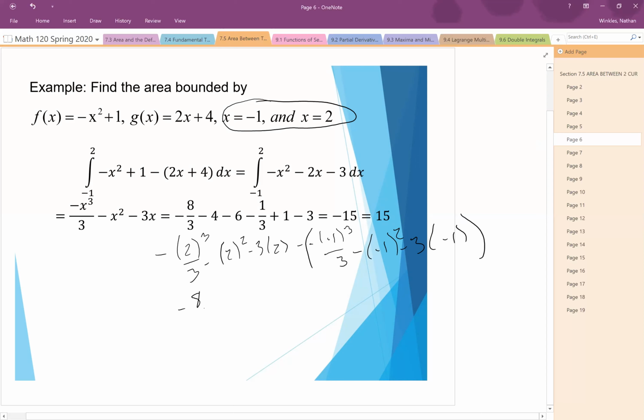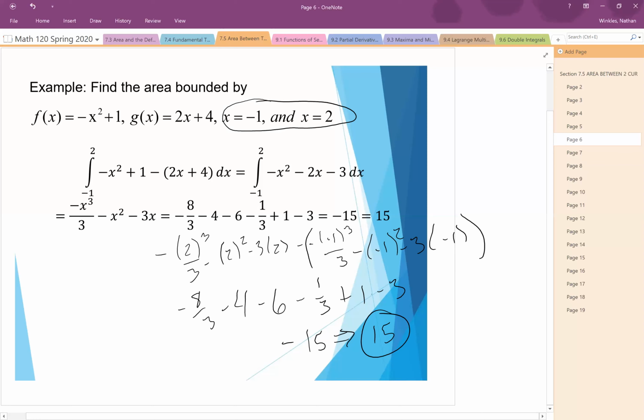So that's where we get the minus 8/3 minus 4 minus 6, minus 1/3, plus 1 minus 3. When we do that, we end up with -15. We don't need it to be negative because this is area. And so that means that our answer is 15.